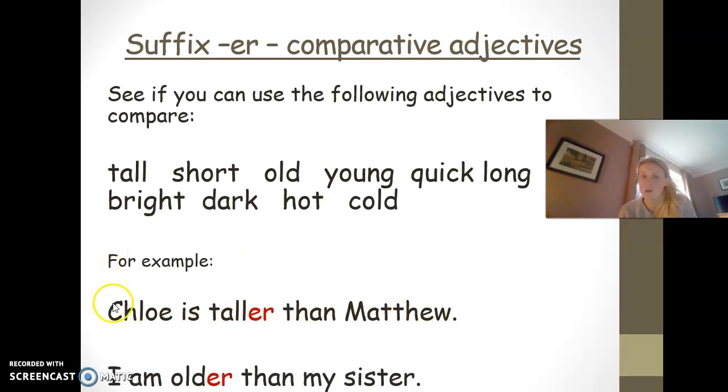Okay? Chloe is the noun, Matthew is the noun, and the word here in the middle, taller, is our comparative adjective. It's an adjective that is comparing these two things, okay? I am older than my sister. I is a noun because you're referring to yourself, so you're talking about yourself. And the word sister is also a noun because that is a thing, isn't it? A sister is a thing, okay?